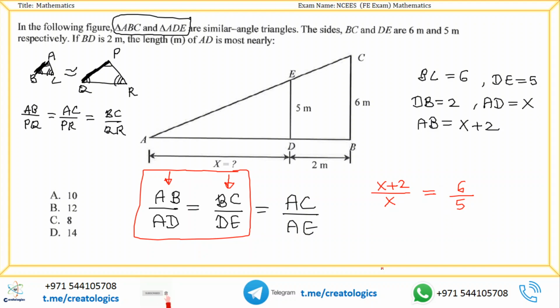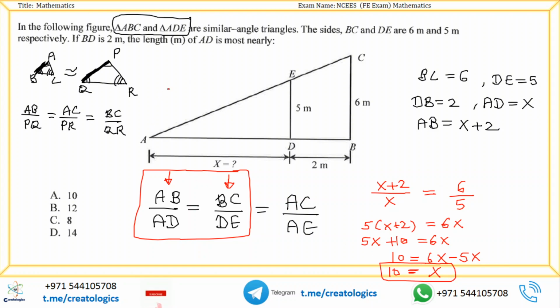Now we just have to simplify it and we get our answer. Use cross multiplication. Take this 5 to the other side. We get 5 times x plus 2 is equal to 6 times x. So we get 5x plus 10 is equal to 6x. Take this 5x to the other side. We get 10 is equal to 6x minus 5x. That leaves us that x is equal to 10. Hence the AD, which we considered as x, is equal to 10 units. So option A is the only correct answer, right?